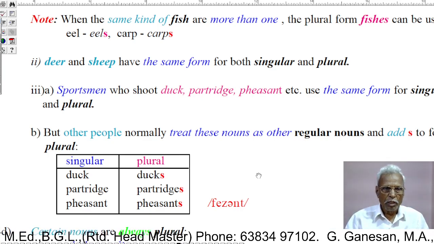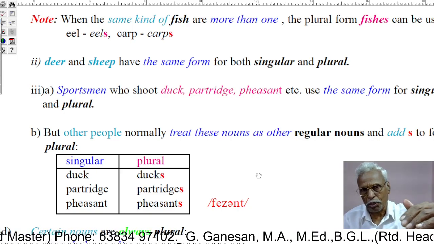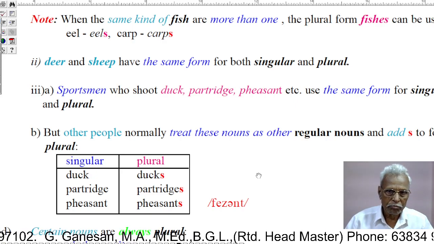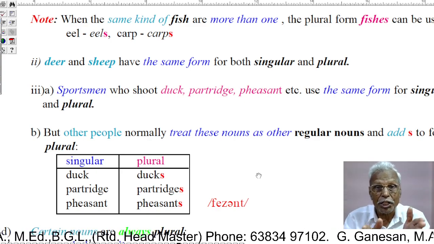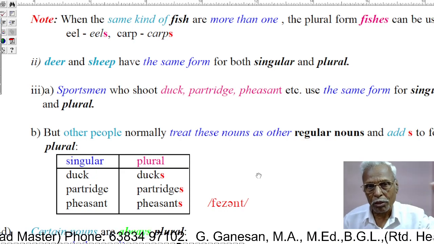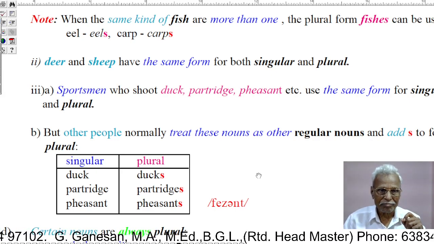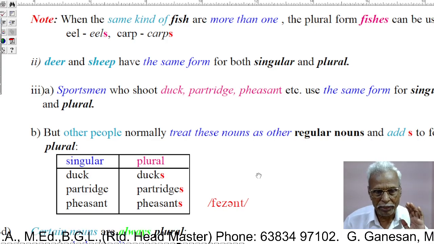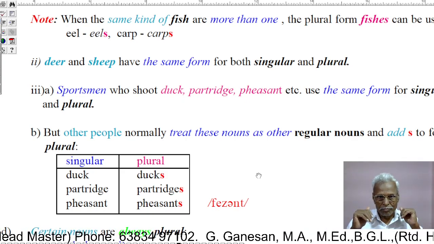Then second one: a deer and a sheep have the same form for both singular and plural. A deer is a kind of animal. The sheep is also a kind of animal. Deer and sheep have the same form for singular and plural. Dear students and teachers, the word deer should be pronounced as deer, not as dear. Some people who have not been rightly taught and have not got the right pronunciation pronounce this word incorrectly. No. The words deer and dear are homophones. They should be pronounced alike.